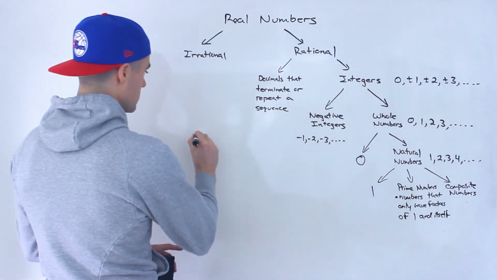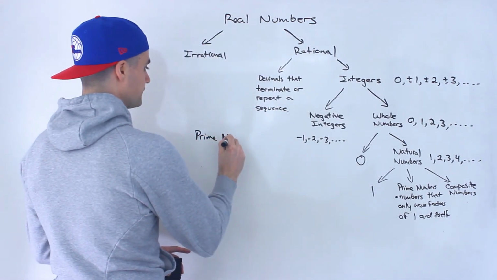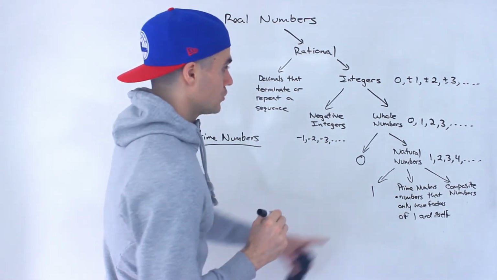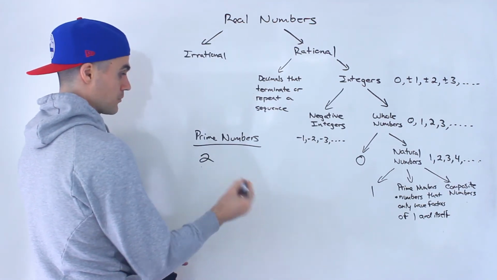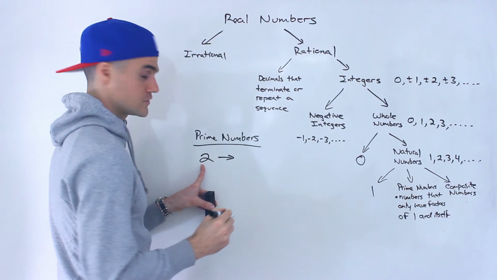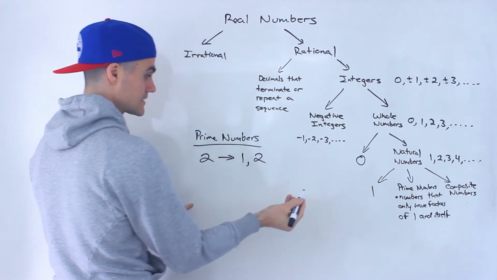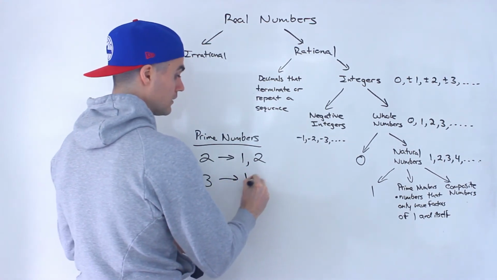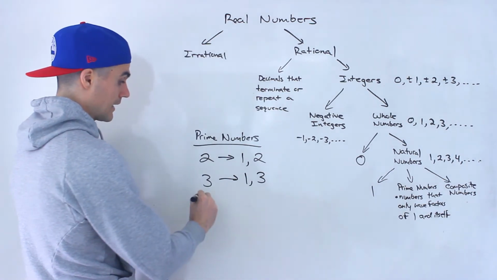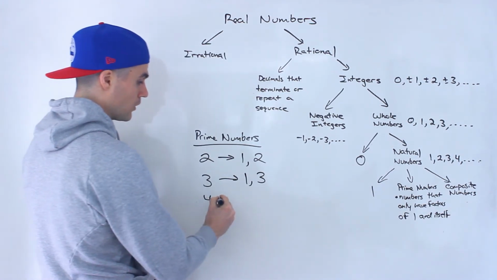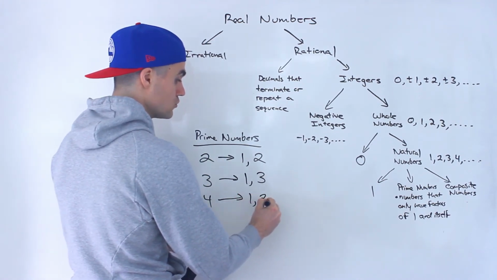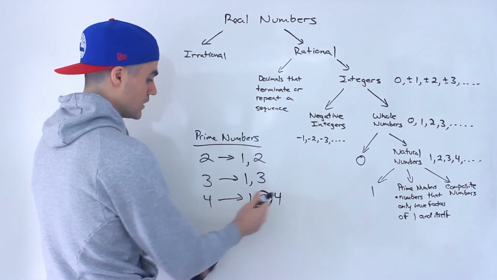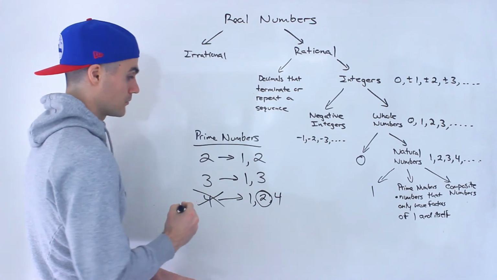Kind of running out of room here. So some examples of prime numbers. There's an infinite amount. But prime numbers would include 2, for example. What are the factors of 2? It's only 1 and itself. 3 is also a prime number. What are the factors of 3? 1 and itself, 3. Now what about 4? Is 4 a prime number? Well, what are the factors of 4? It's 1, 2, and itself. So notice there's another factor other than 1 and itself. So 4 is not a prime number.